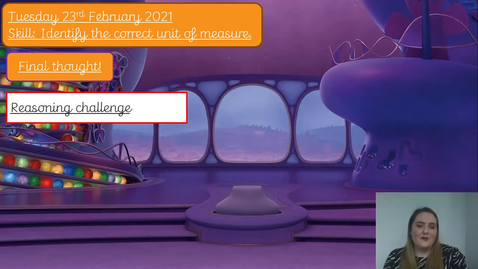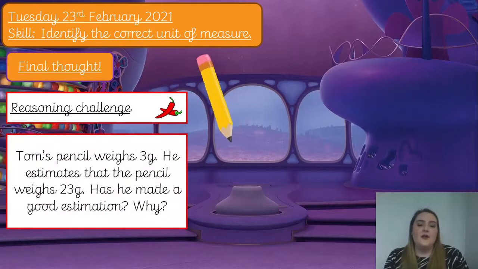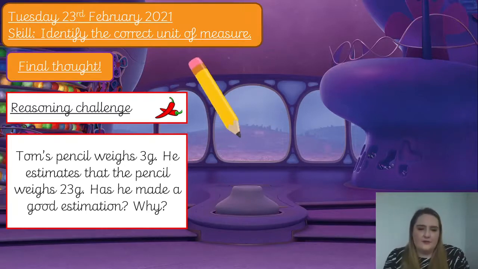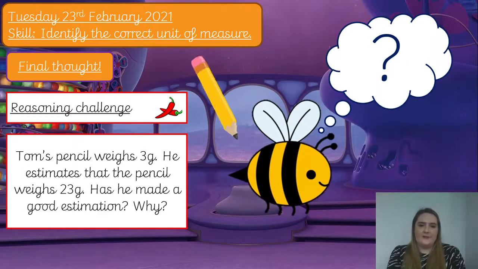Okay, time for our final thought. I hope you've really enjoyed thinking about the units of measure today. It's your reasoning challenge time now. So, Tom's pencil weighs 3 grams. He estimates that the pencil weighs 23 grams. Has he made a good estimation and why? I'd like you to have a little think about this now, please, and pause the video.